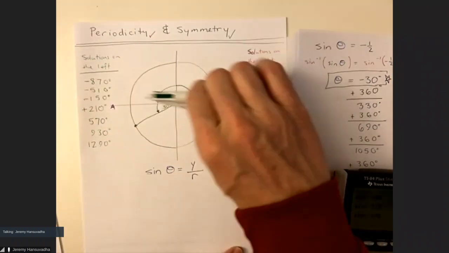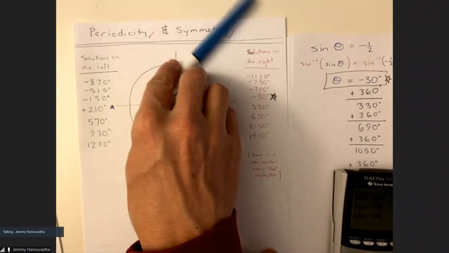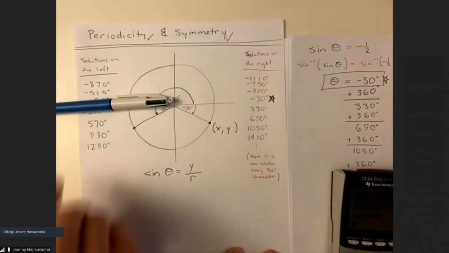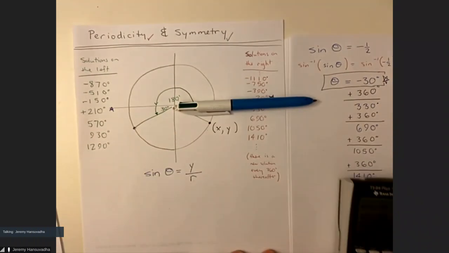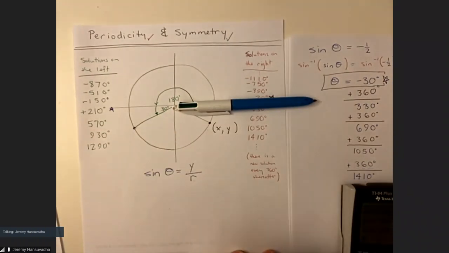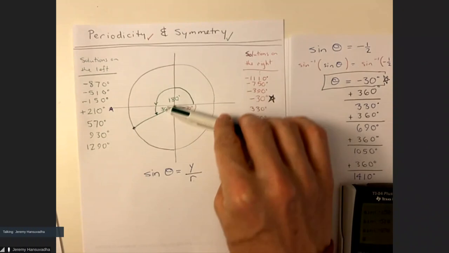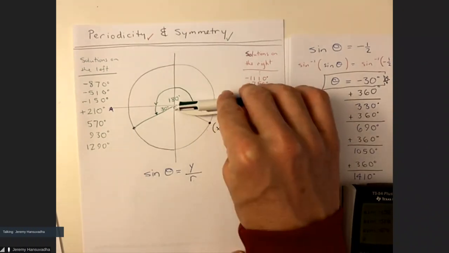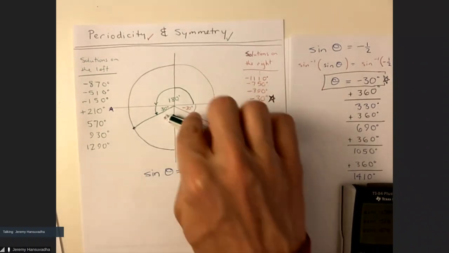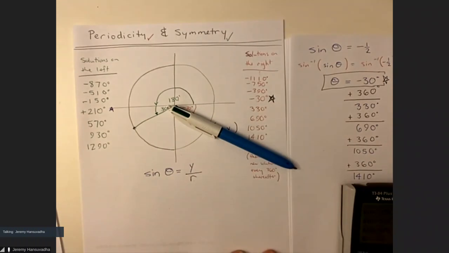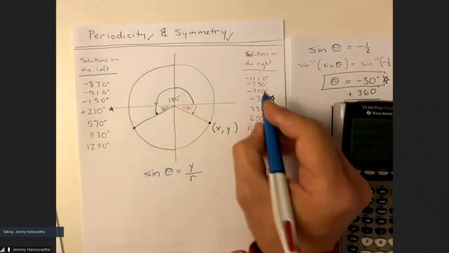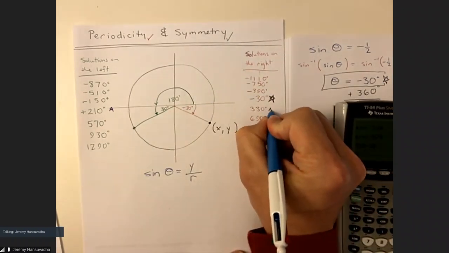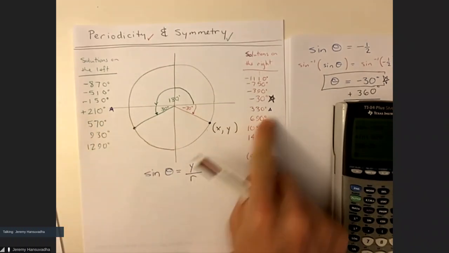Well, we have 0, 90, 180, 270, 360. Uh-oh, I went too far. How far did I go? Well, I went 30 degrees too far, and so if I go back from 360 minus 30 degrees, 360 minus 30 is 330, which is symmetrical. So 210 is symmetrical to 330.